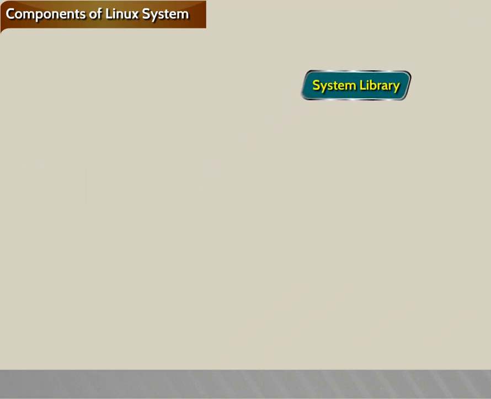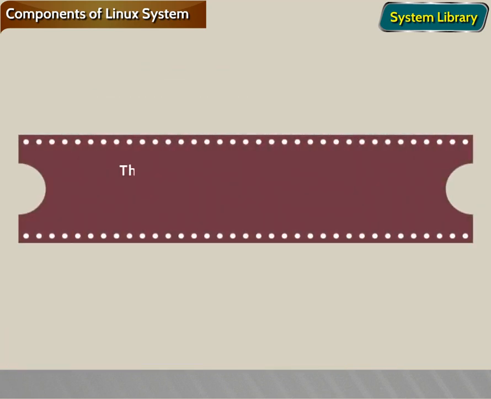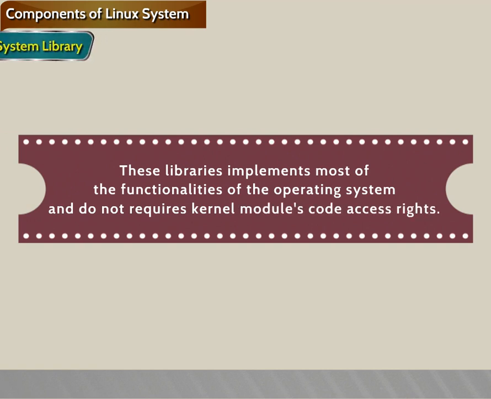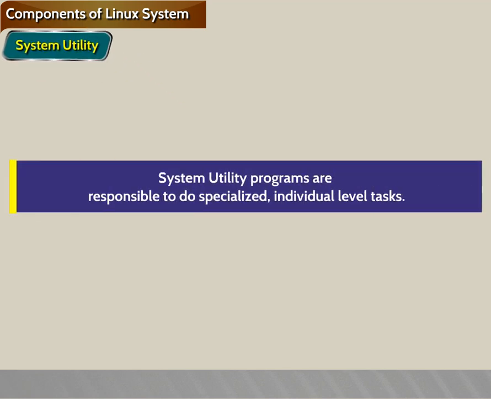System library. System libraries are special functions or programs using which application programs or system utilities access kernel's features. These libraries implement most of the functionalities of the operating system and do not require kernel modules code access rights. System utility. System utility programs are responsible to do specialized individual-level tasks.